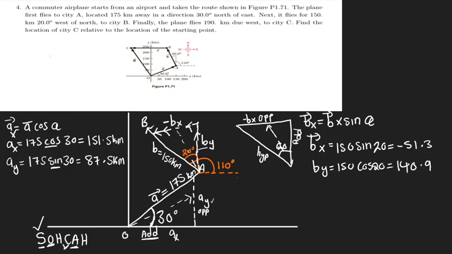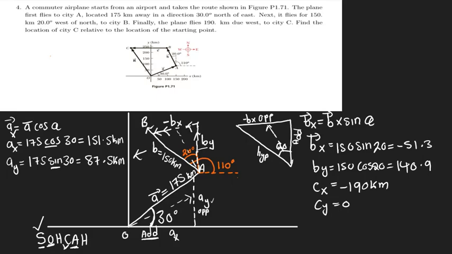Okay, then we know that this is a C vector. C vector, I've been told that it's 190 due west. So due west, of course, is going this side, so it's a negative vector. And we only have one vector for C, and that is in the x-axis. So Cx is negative 190 kilometers. Cy is 0. We can add our vectors.